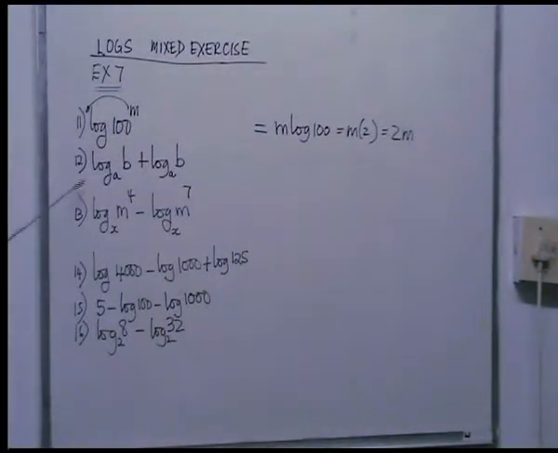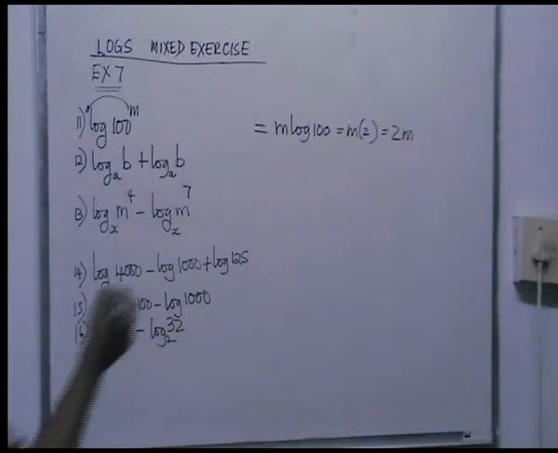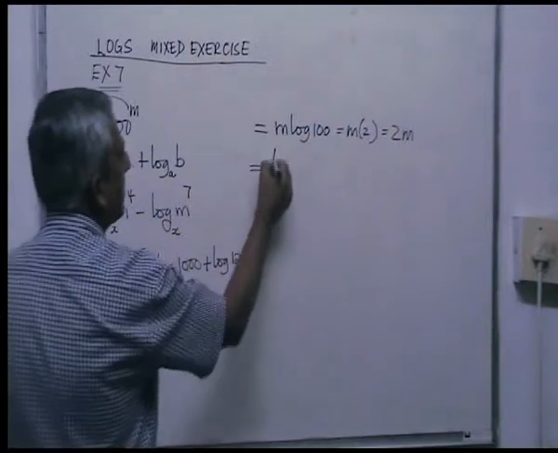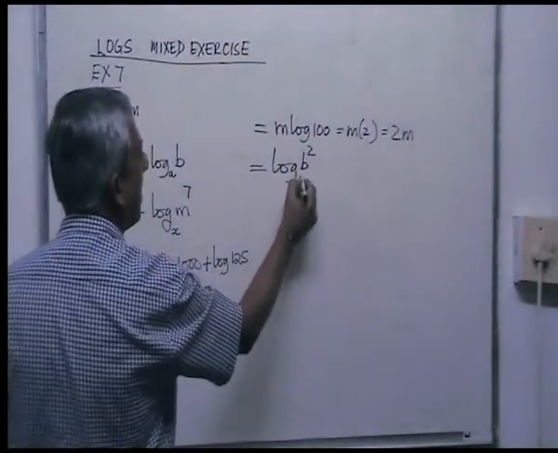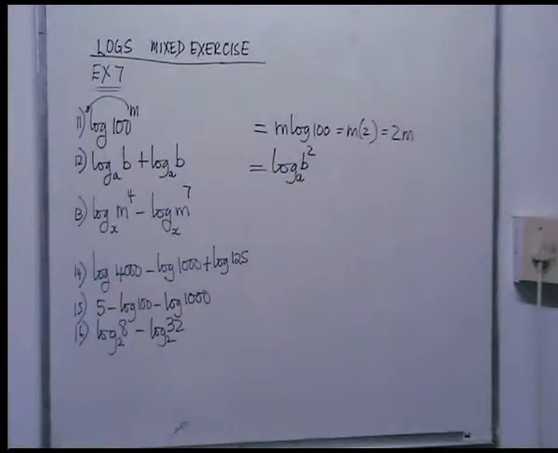Let's look at the next one. There's a plus sign and both the bases are exactly the same. Therefore, I can multiply these two numbers. Now this is b and that is b. So if I multiply b times b, I will get b squared. So this answer is log b squared to the base a.